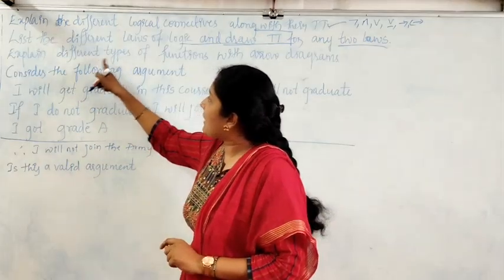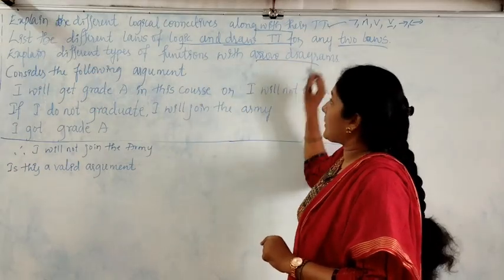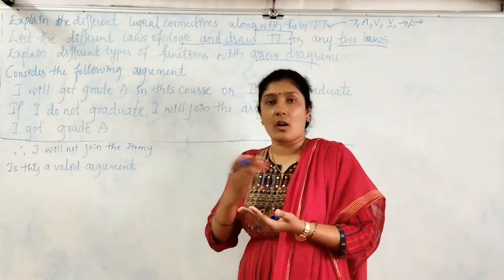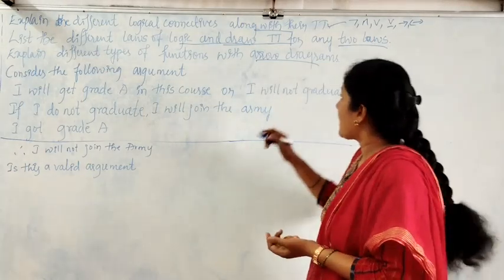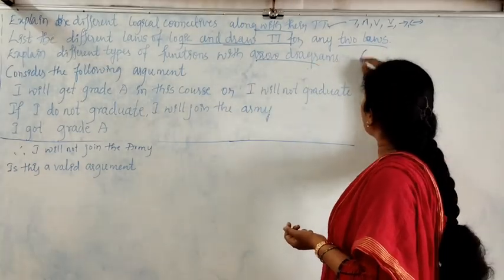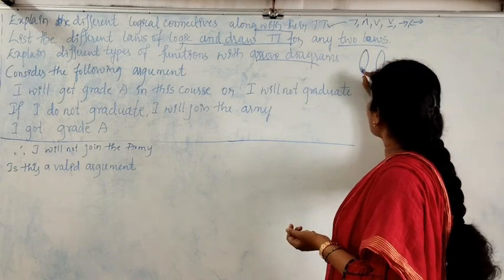Next, explain different types of functions with arrow diagrams. Functions are nothing but constant function, onto function, one-to-one correspondence. Okay, so arrow diagrams are nothing but like this. Function.